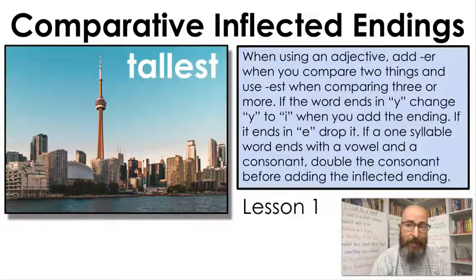This week we are starting a new unit on comparative inflected endings. Now, let's talk about what that is. Comparative inflected endings means when you're comparing using an adjective, whether two things or more than two things, you have to change how the word ends. If you're comparing just two things, you might add an ER. If you're comparing three or more, you might add EST. But then there's these funny rules when you add a Y or if it's a one-syllable word. We're going to get into those in a minute.